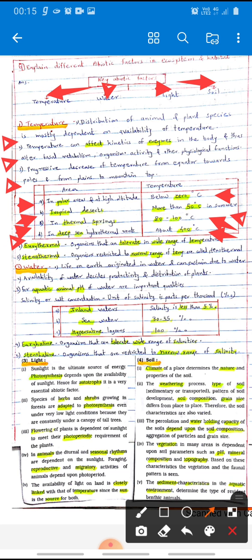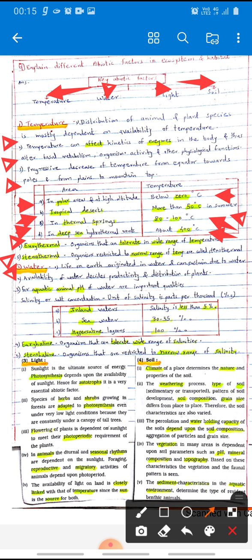So there are two types of organisms. Eurythermal organisms are organisms that tolerate a wide range of temperature. They are called eurythermal, while the second, stenothermal organisms, resist only a narrow range of temperature. They are called stenothermal.